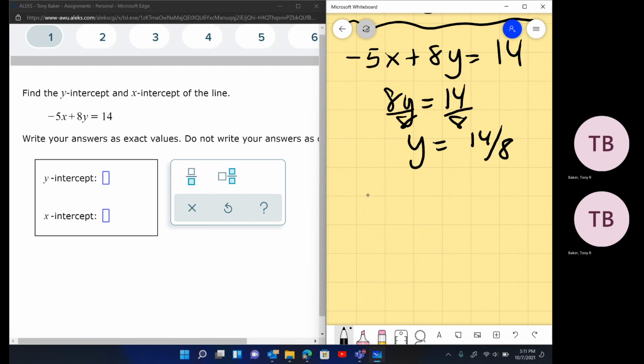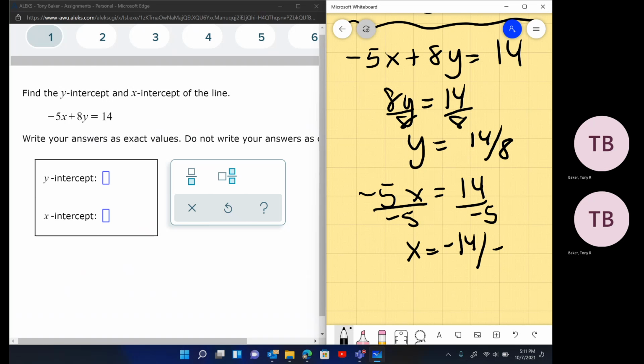And then to do my x-intercept, I do the same thing. I just get rid of the y. So I have 5x equals 14. Divide by -5. So x equals -14 over 5.